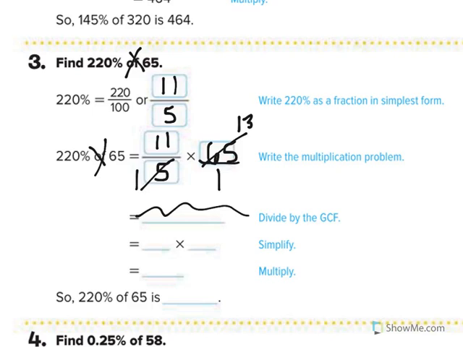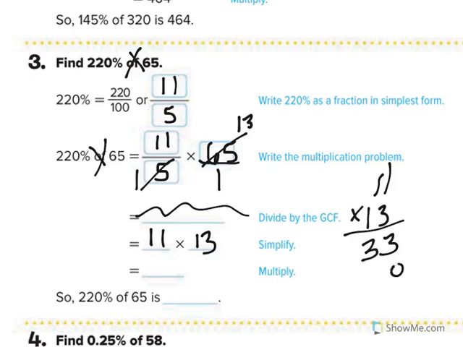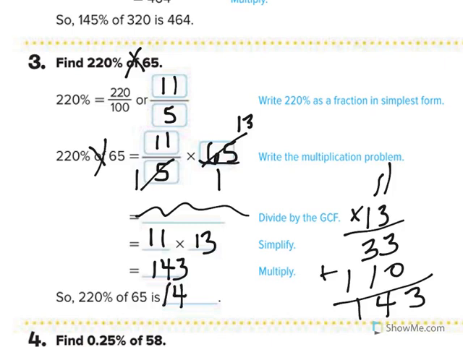But anyway, then you're going to be multiplying your whole numbers, then your numerators, 11 times 13. If you go over to the side and do that, 3 times 1 is 3, 3 times 1 is 3, put your 0, 1 times 1 is 1, 1 times 1 is 1. You should get 143. So 220% of 65 is 143.